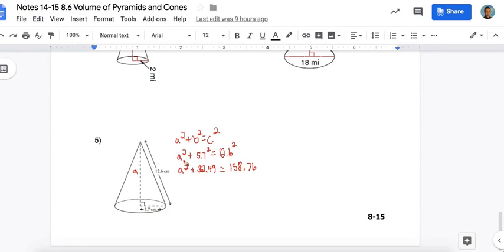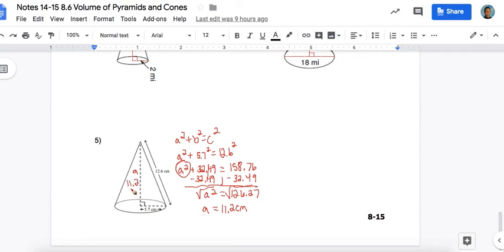So now I want to get A squared by itself, so circle the variable, draw RT. So we're going to do the opposite of adding, which is subtracting 32 and 49 hundredths. So we're going to get A squared equals 126 and 27 hundredths. And now we have to get A by itself, so we're going to take the square root. And the square root of that would be 11.2 to the nearest tenth in centimeters. So this right here is 11.2.